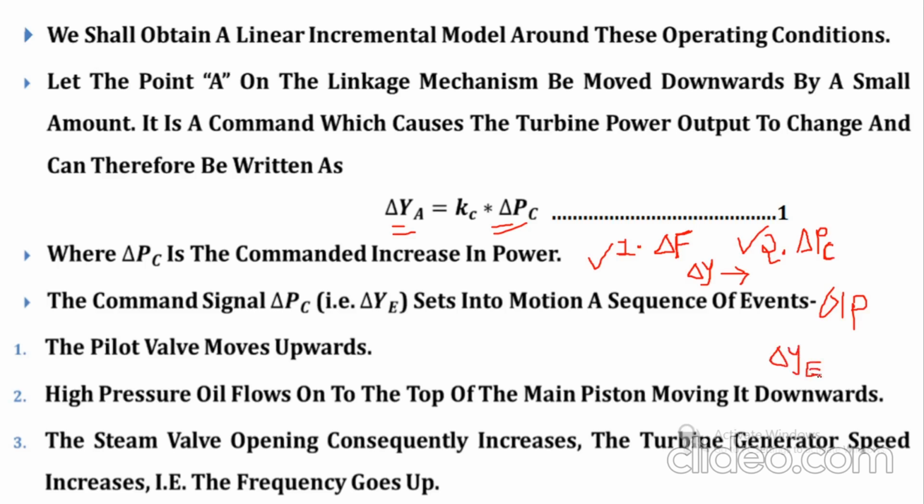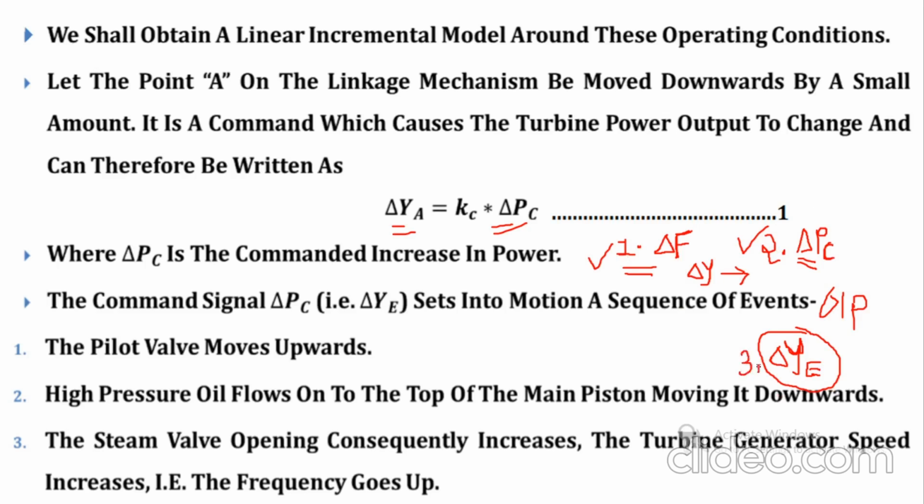So for our mathematical model we have two types of input. First one is the change in frequency, or delta f. Second one is the command power, that is delta PC, and our output is the valve setting at point E, delta ye. So we need a mathematical equation which covers all these three variables. Clear? First one is delta f, second one is the incremental power or delta PC, third one is delta ye. Clear? So we are trying to derive a mathematical equation which has all these three variables.